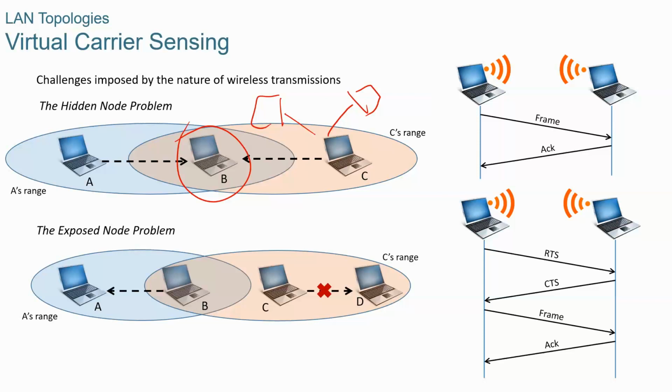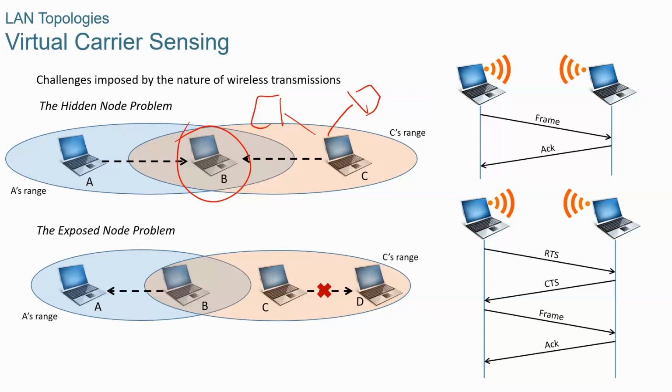So when B sends the CTS, both A and C will hear it. So now C has the knowledge that B is about to receive a frame. And so it refrains from the transmission and waits for a later time. So in Wi-Fi, anyone who hears an RTS or CTS packet will refrain from transmitting and wait for a later time.